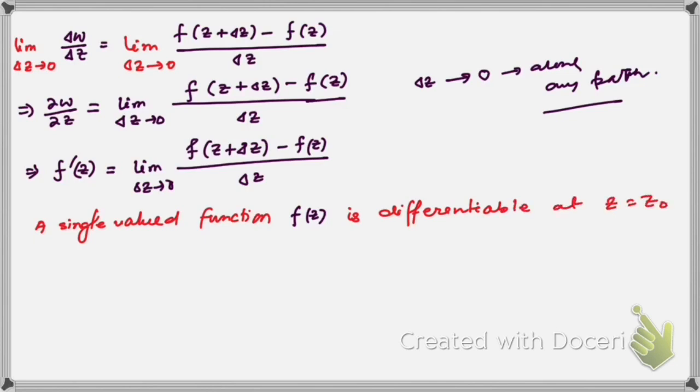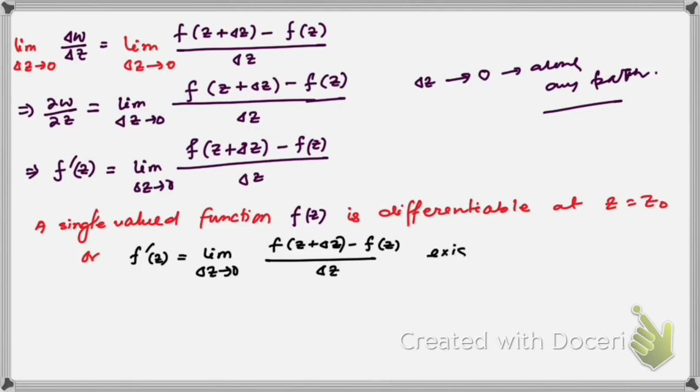That means differentiable at this point, z is equal to z naught, when the limit exists at this point, or you can say this is equal to limit delta z tends to 0 of this exists, right? For this point z is equal to z naught, we're going to write here z naught. Just wait, f of z naught. If this limit exists, we can say then this function is differentiable at this point, right?